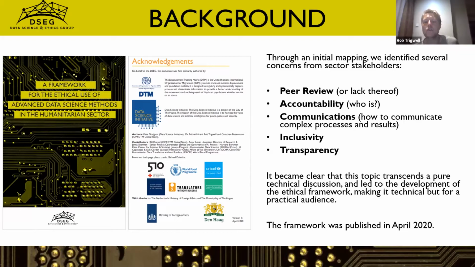Inclusivity: how do we include people in the process, not just the data scientists, but people in the supply chain, the donors, people writing the reports, or even in the project development. And transparency: how do we make this entire process transparent? At the end of the day, we're trying to apply AI and data science for good, and in order to build trust, we have to be transparent. So these were the key things.